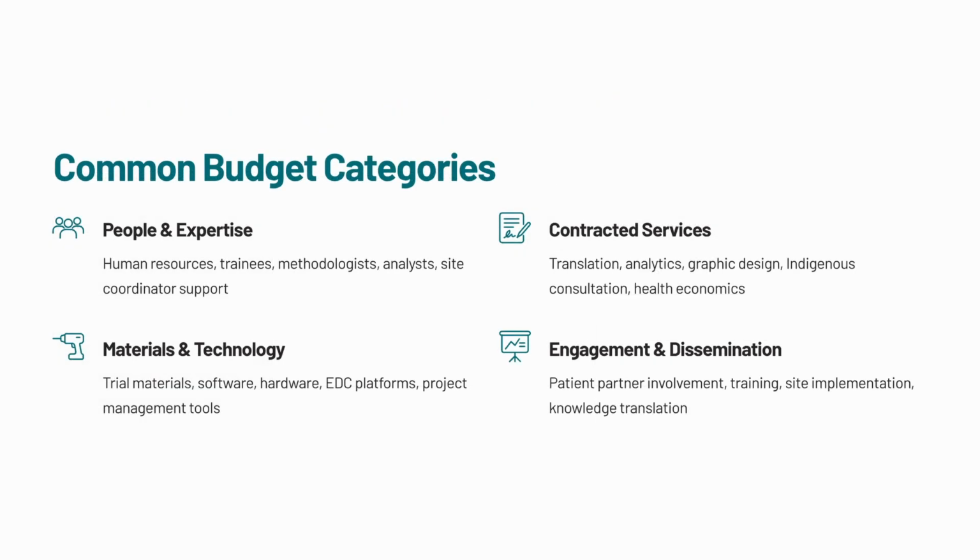Most trial budgets can be organized into a few broad categories. People and expertise usually make up a large part of the budget. Coordinators, analysts, methodologists, trainees, and site support. Materials and technology include things like software, hardware, study materials, and data platforms. Contracted services can include translation, analytics, health economics, graphic design, or indigenous consultation. Engagement and dissemination include patient partners, training, site implementation, and knowledge translation. The key message is that the budget should reflect the full trial, not just the scientific core.